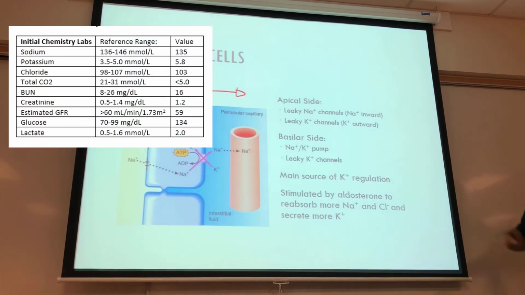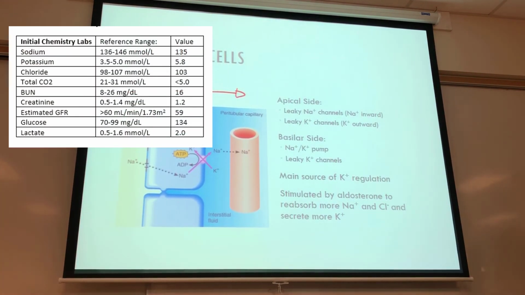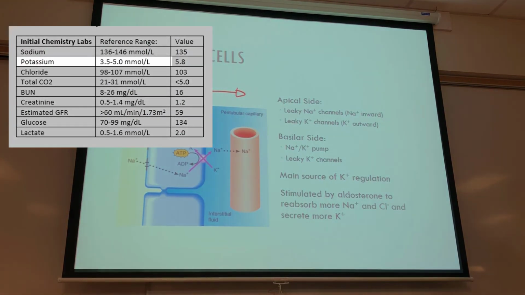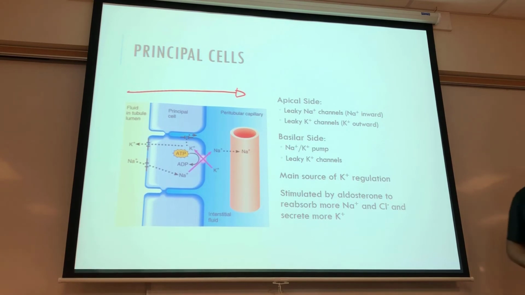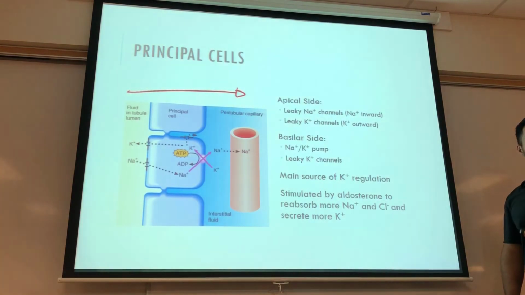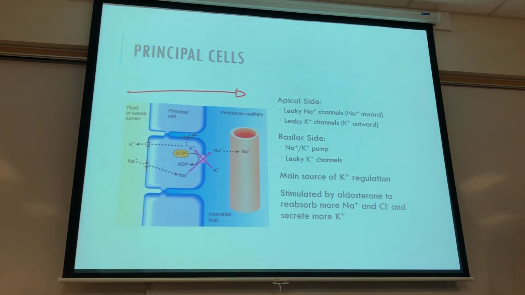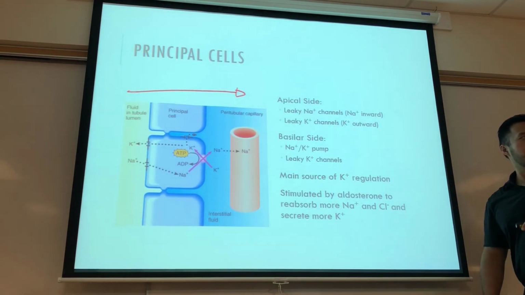So this is how we maintain balance. And again, if you ever get a urinalysis done, there's a narrow window of where you want your potassium to be. If you've got too much of it, secrete it back out. If you don't have enough potassium, you're going to reabsorb it back in.